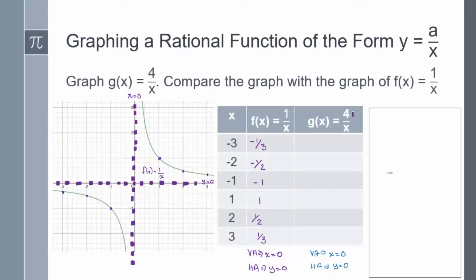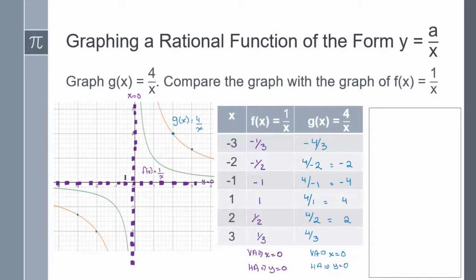At x equals -3, we get 4 divided by -3, which is -4/3. At x equals -2, we get 4 divided by -2, which is -2. At x equals -1, we get 4 divided by -1, which is -4. At x equals 1, we get 4 divided by 1, which is 4. At x equals 2, we get 4 divided by 2, which is 2. And at x equals 3, we get 4/3. Plot the points and draw the two branches so that they approach the asymptotes.